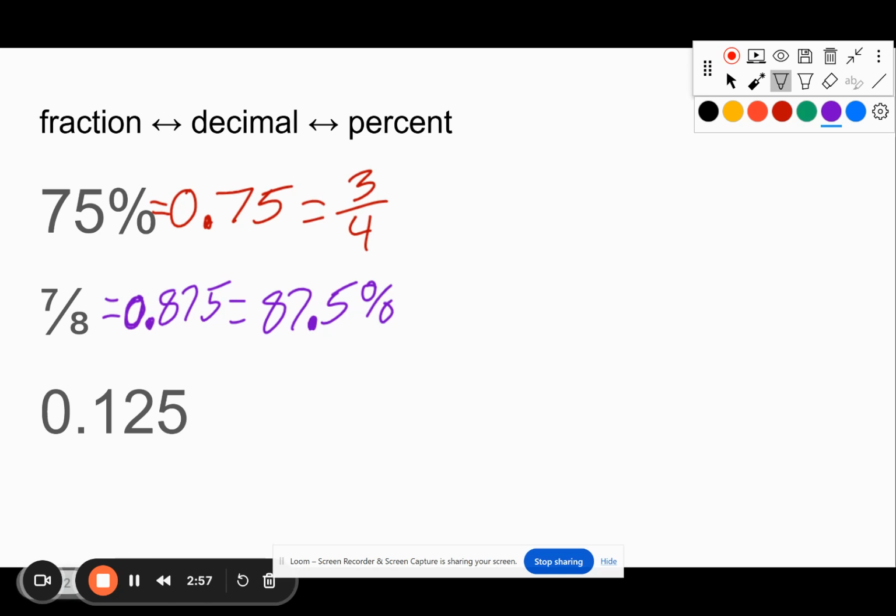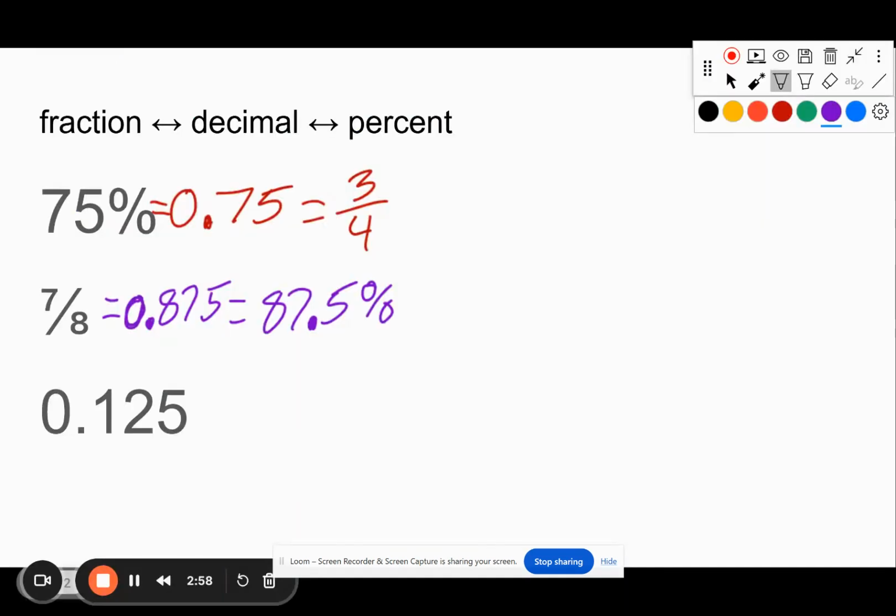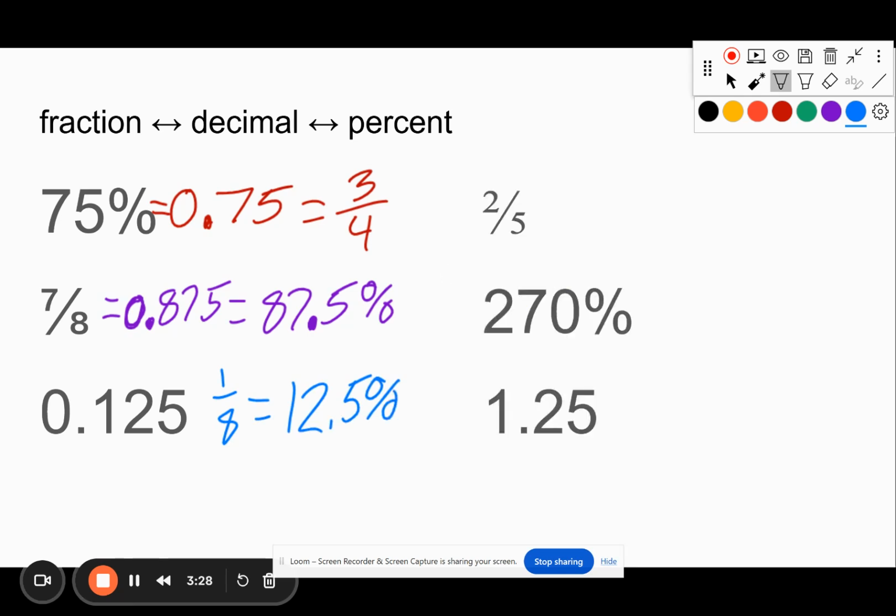Okay? So 0.125, sorry. 0.125. We can change that to a fraction. We can then change it to a percentage. 1/8 and 12.5%. So this would be 1/8 and 12.5%.